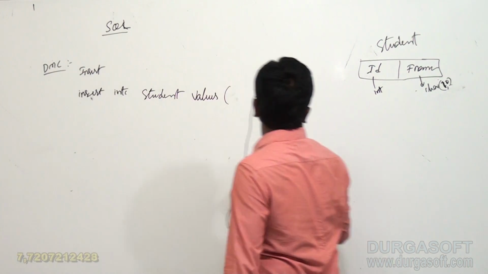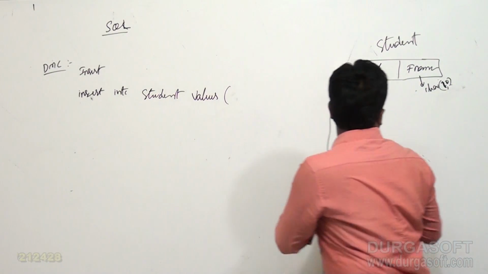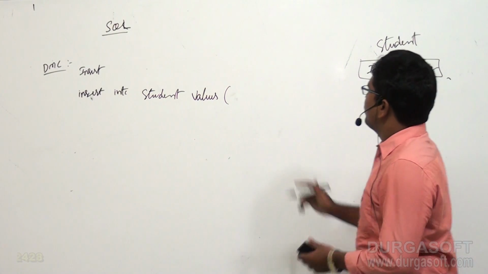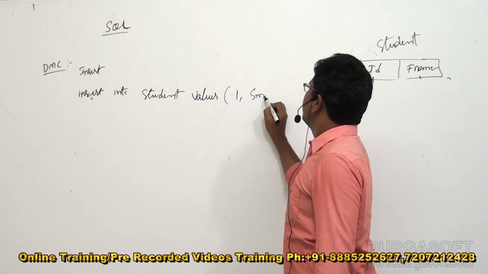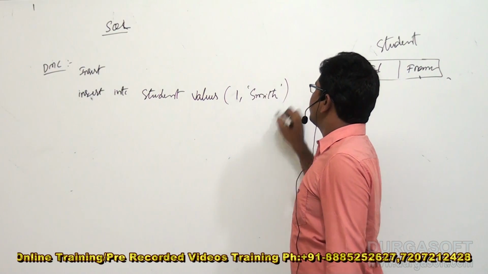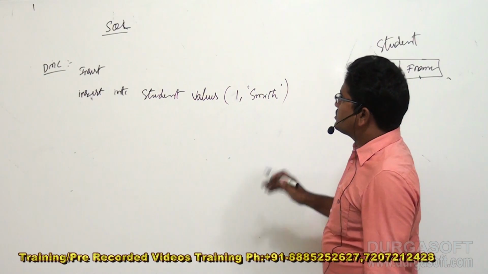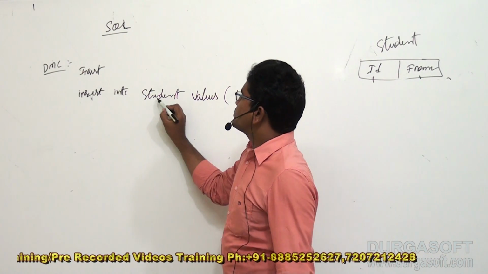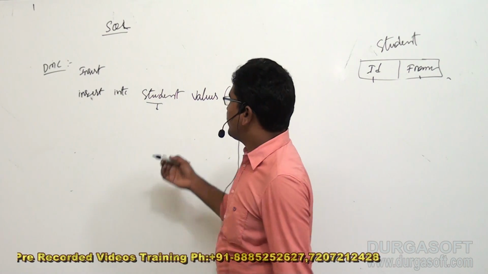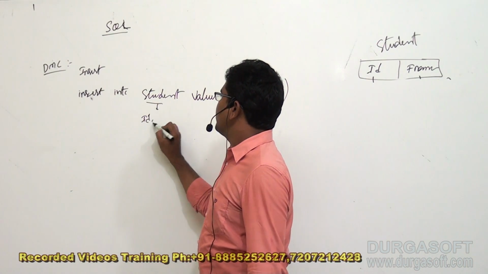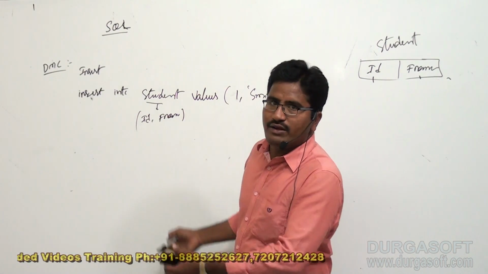of. So what I want here, first of all, I want to give 1 and some name like Smith. We have to keep a single quote as it's a string value. One, Smith. So here what happens? If you see here, this student table contains two columns in the definition, right? What are the columns here? We have ID, we have fname.